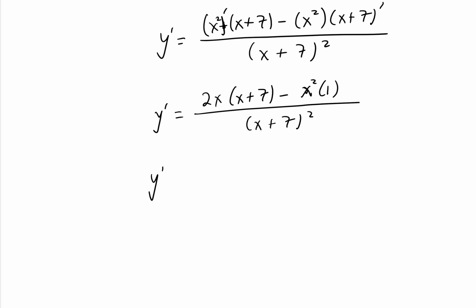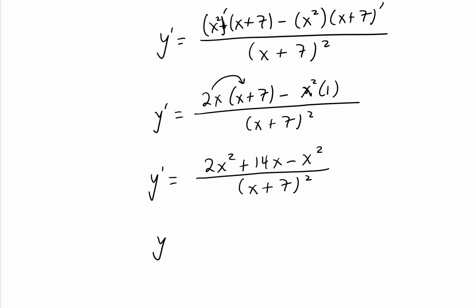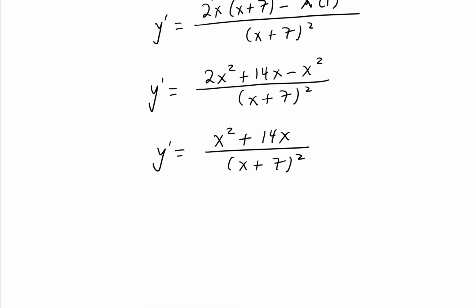So to find y prime, finish it up, we need to multiply this by this, 2x squared plus 14x minus x squared, and this stays the same. On top you get x squared plus 14x over x plus 7 squared. That's what we have.